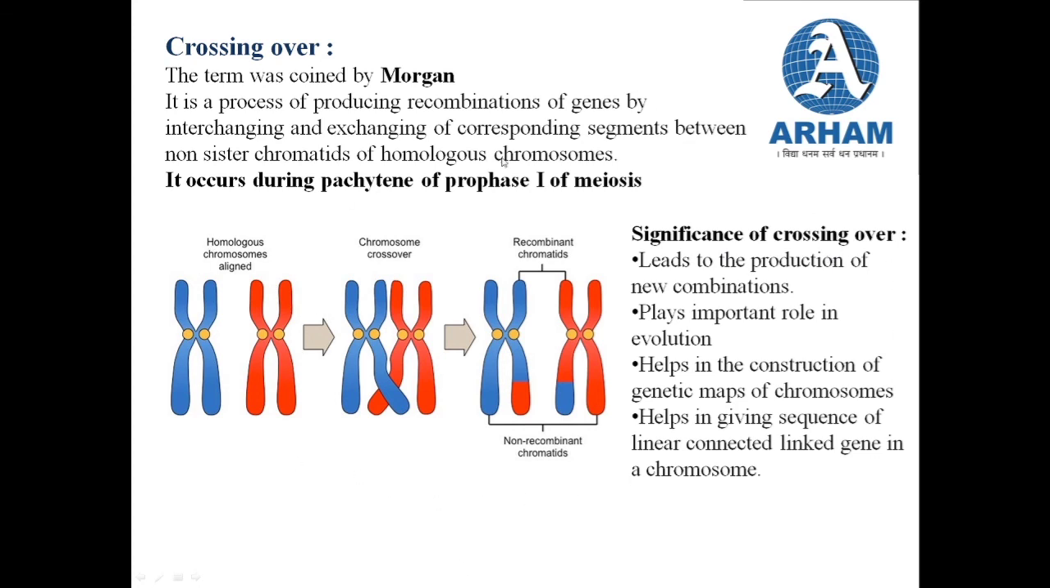So students, this was all about linkage and crossing over. In the next part, we will study Morgan's experiment showing linkage and crossing over, followed by autosomal inheritance.